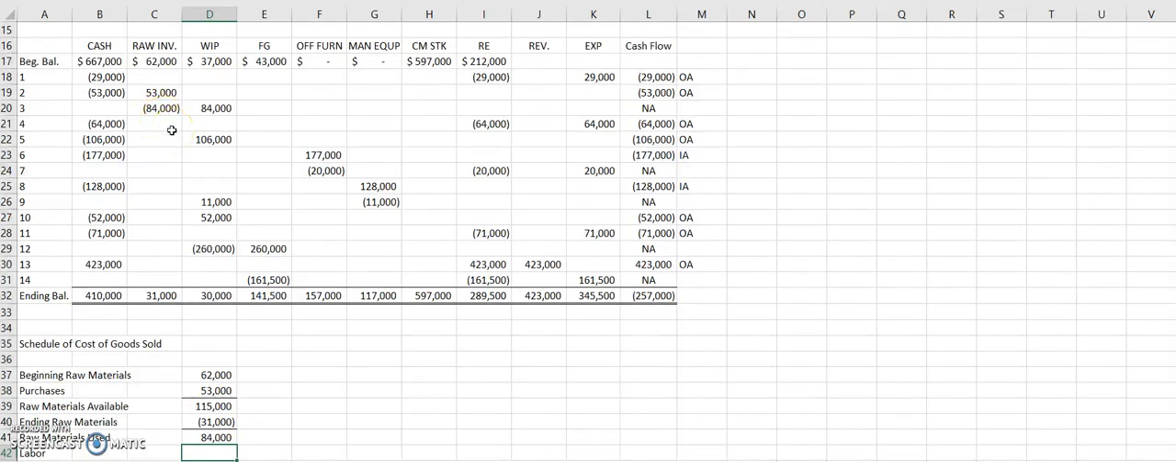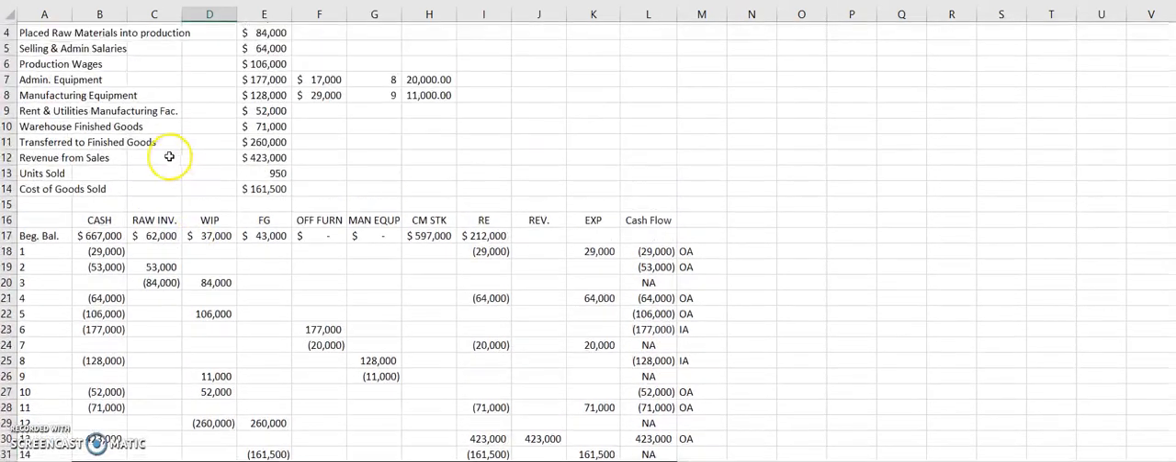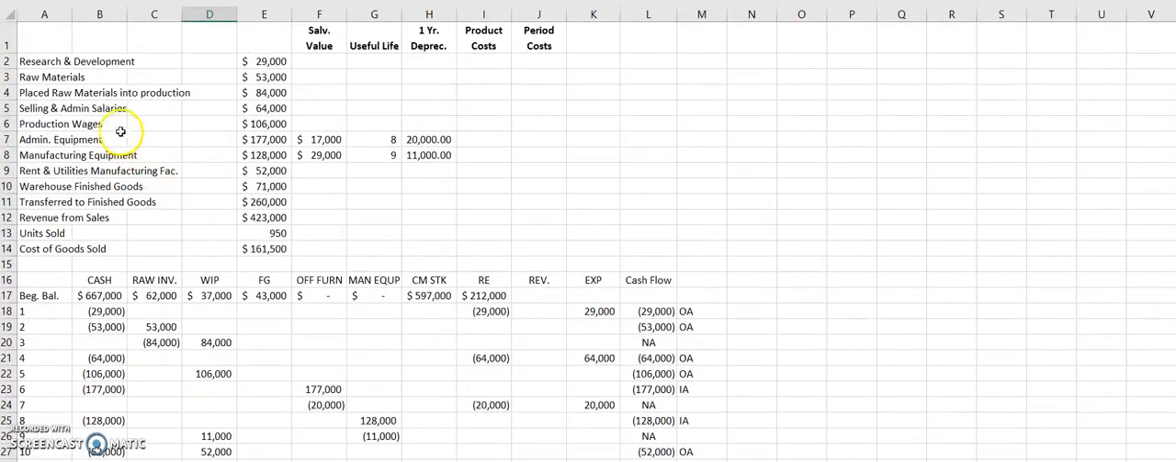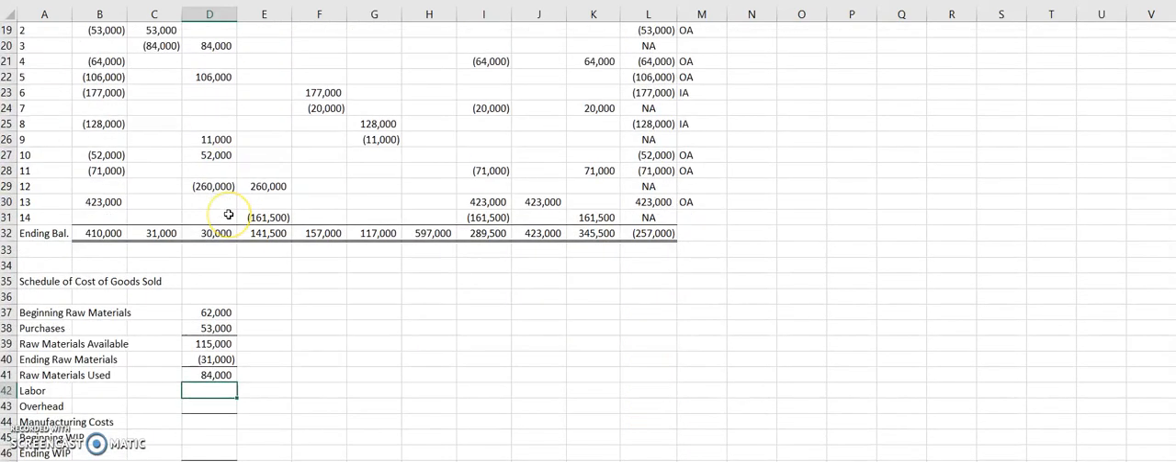Okay. Then we have our labor that got applied to our work in process. Let's see here, which item was that? Might be better served up here. Production wages, 106.